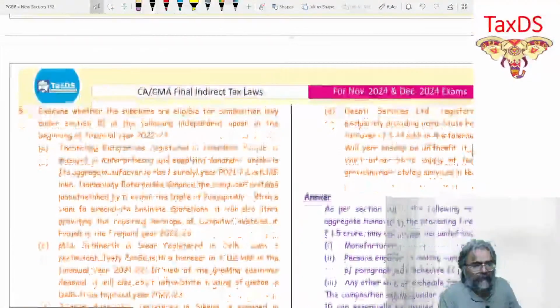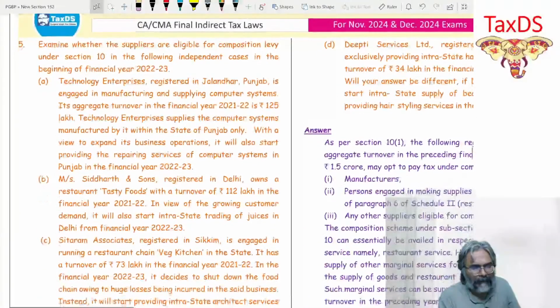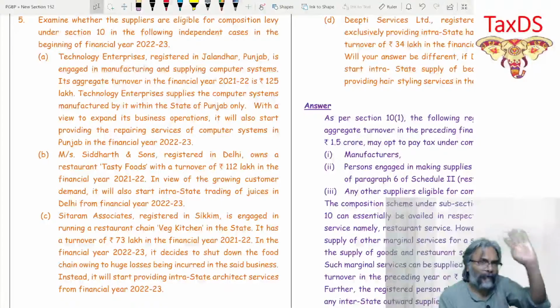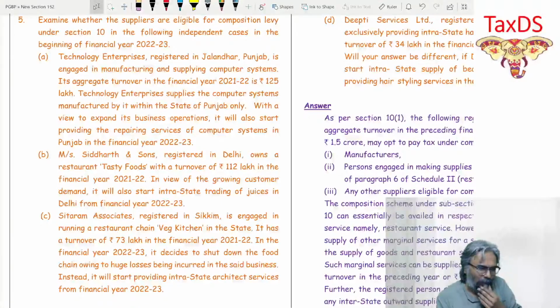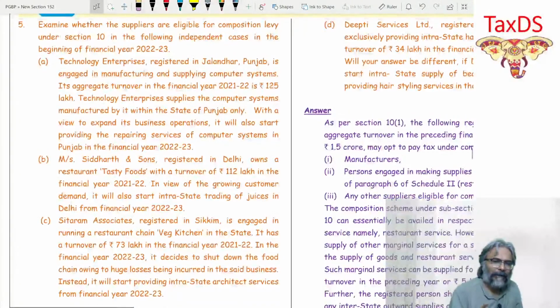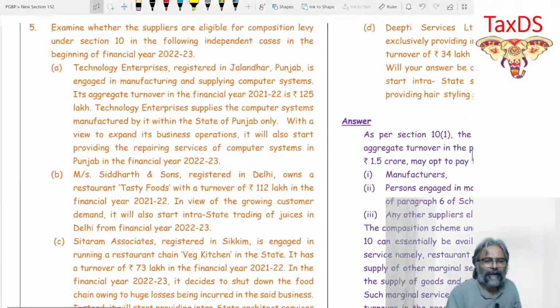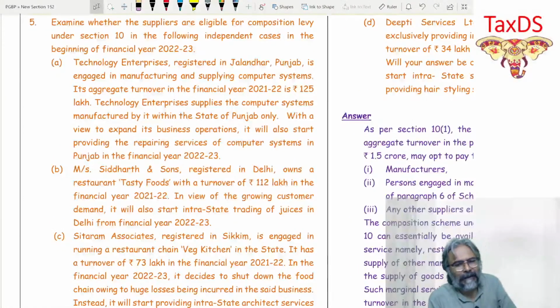Now directly, students, come to question number 5. Question number 5 has got 4 questions. See over here. Question number 5: Examine whether the suppliers are eligible for composition levy under section 10 in the following independent cases in the beginning of the financial year 22-23. And what is that? Point number A.